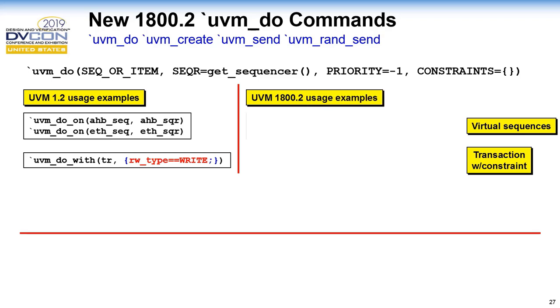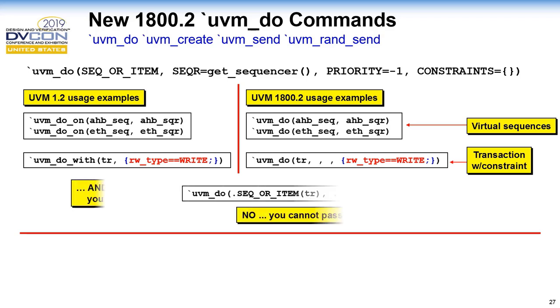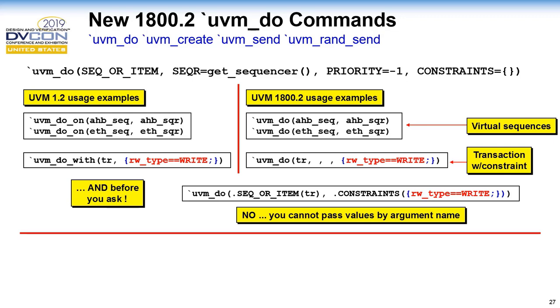Now with IEEE UVM, the commands are still going to look pretty much the same except they're UVM do's instead of UVM do on. And so for the virtual sequences, that's going to look the same. But if you're going to add constraints, then you need to leave a couple of spots open for the other arguments. And so you throw in a couple of commas. And before you ask, no, you cannot pass the arguments by name. And so it is by position.